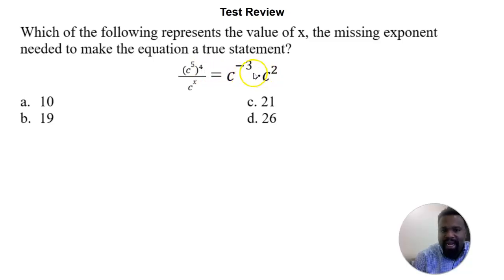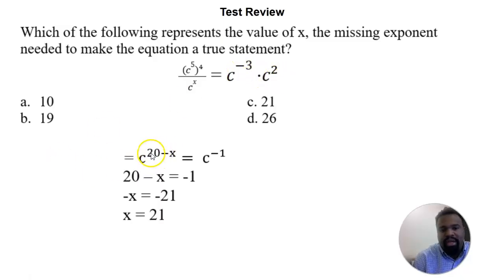And then you're going to add -3 plus 2. So -3 plus 2 is going to give you -1. So you have c to the 20th over c to the x. So you're going to do quotient of powers. So you're going to subtract. So it's going to be c to the 20th minus x power, which equals c to the -1st power. Notice they both have the same base. So since they both have the same base, you can ignore the bases and just focus on the exponent to solve for x. So we could just view this as saying 20 minus x equals -1.